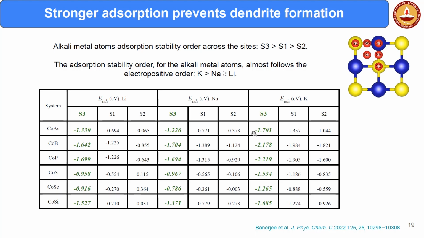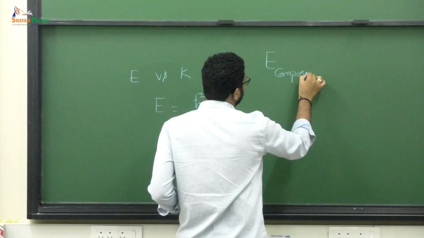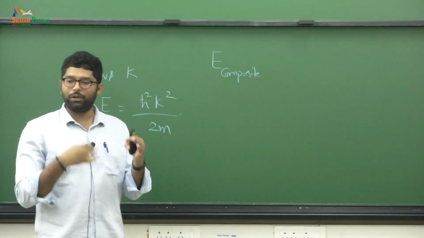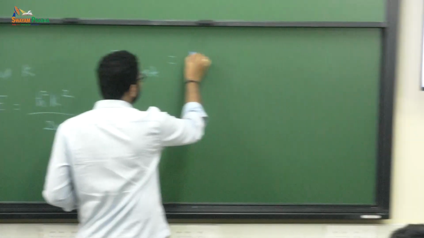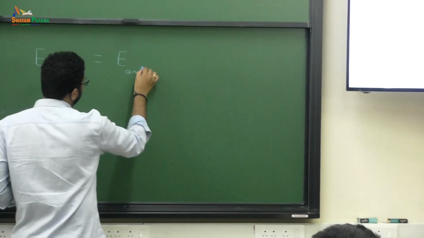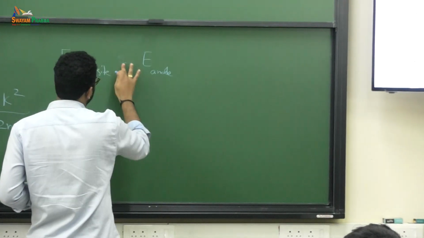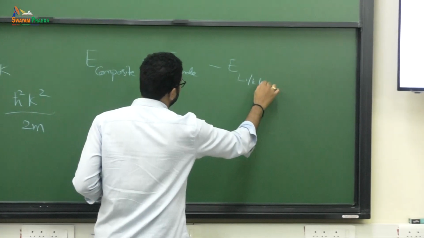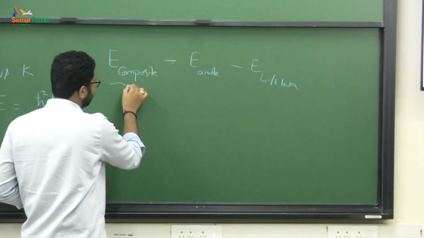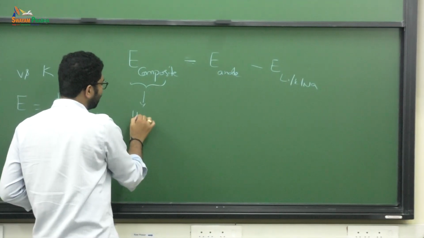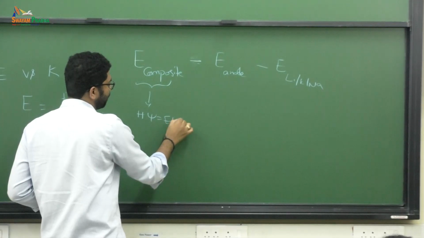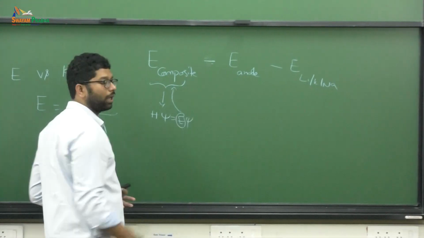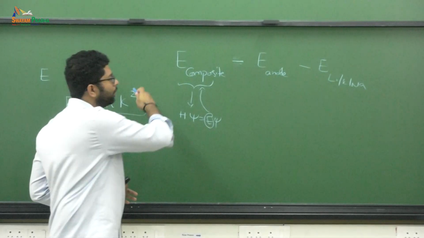How do you calculate generally these adsorption energies? You simply calculate the energy of the composite. What is the composite? Both the metal atom and the anode. You calculate that and the energy of the anode, and you just subtract this one and also the energy of the lithium atom or the sodium atom or the potassium atom. How do you obtain these energies of each of the system? Use your H psi equals E psi. So this E corresponds to the composite or something, and then you calculate.